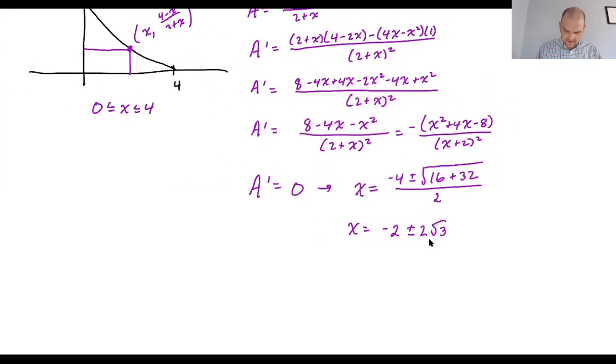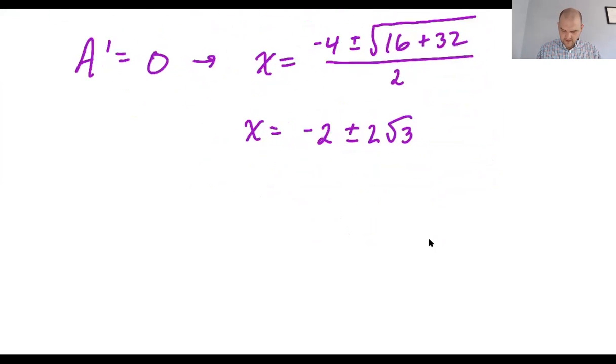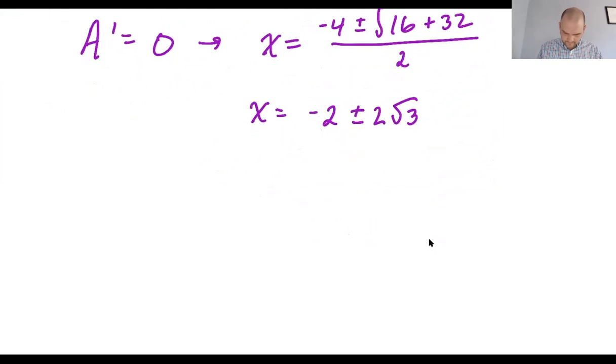Now, what did we say over here? We said that x is between 0 and 4. So negative 2 minus something is out. So we can do one of those. Therefore, x is negative 2 plus 2 root 3.